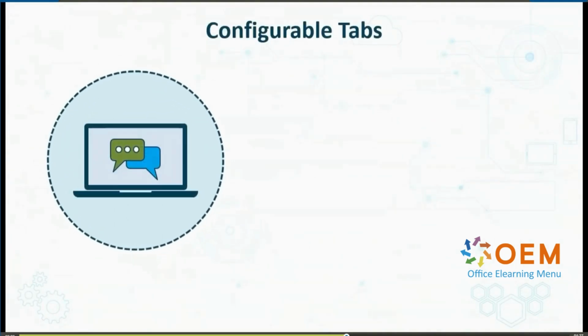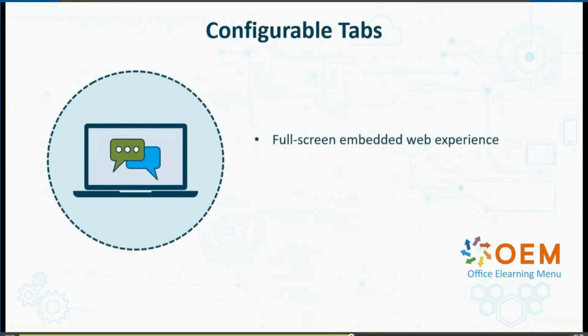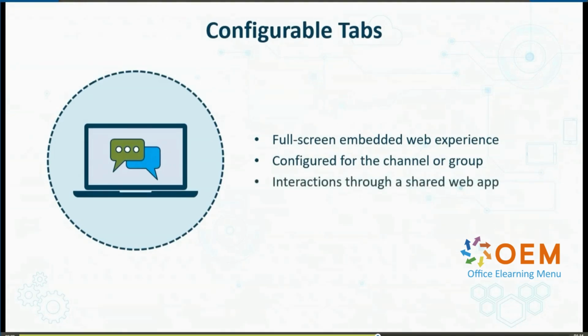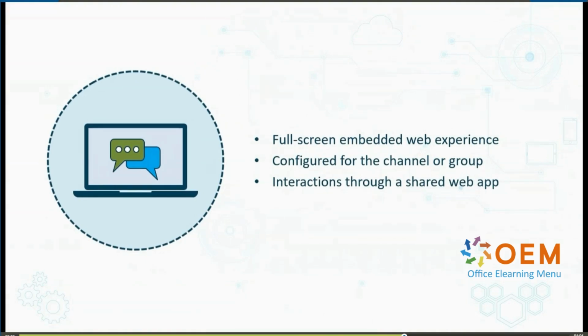Configurable tabs provide team members with a full screen embedded web experience for any channel or group for which it has been configured. And any kind of relevant content is made available to all members to ensure consistent interactions through the same shared web app. So, again, this extension method facilitates an easy way to distribute content throughout your team, ensuring that all users are able to access it easily and consistently.